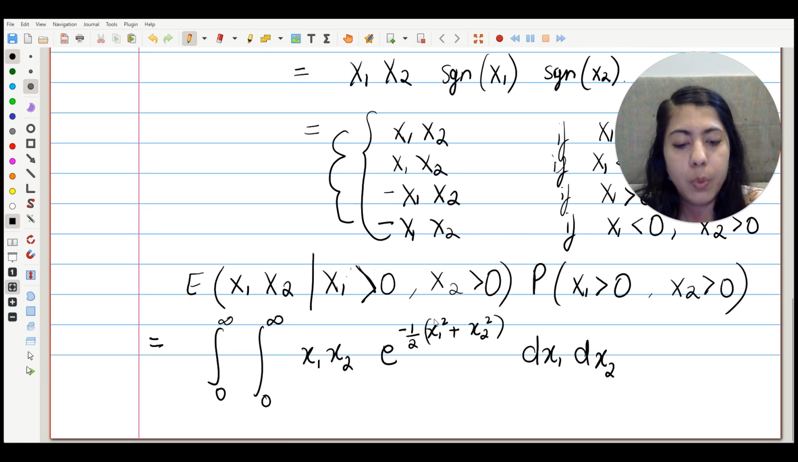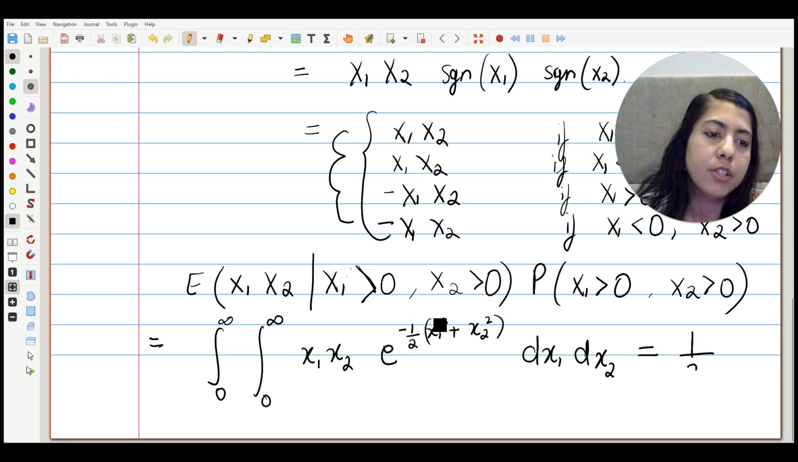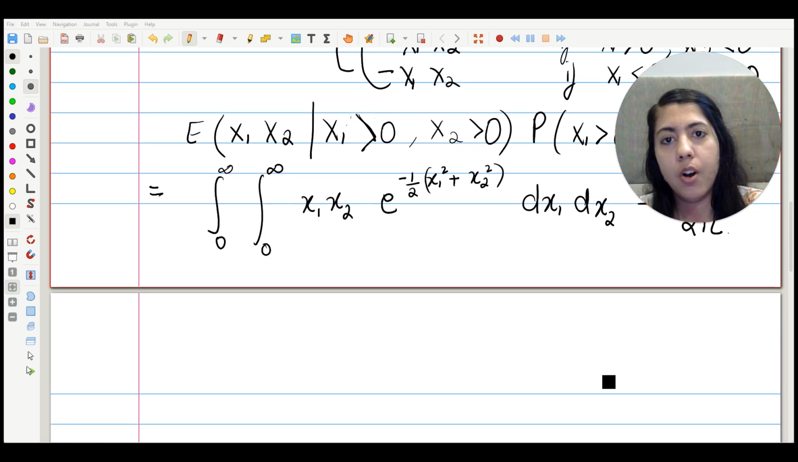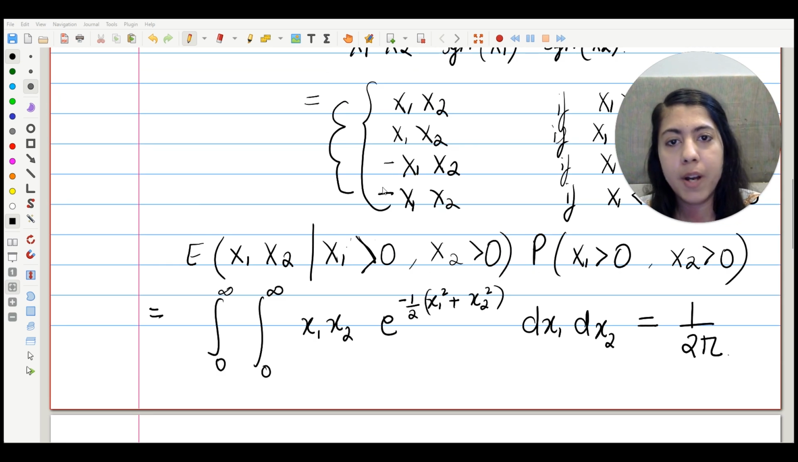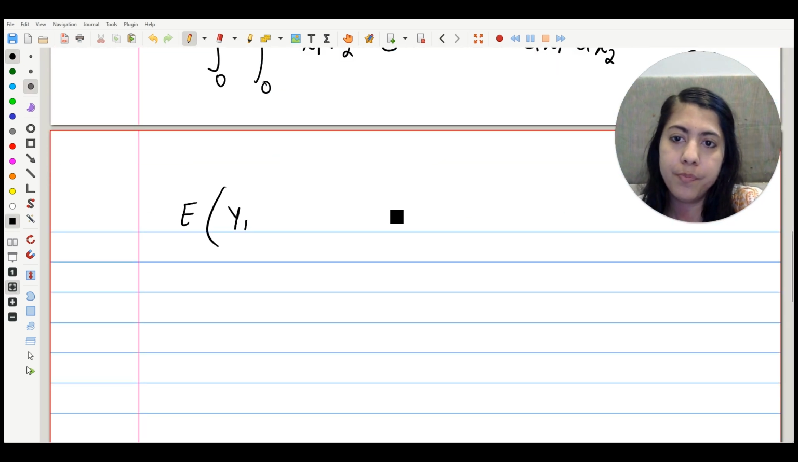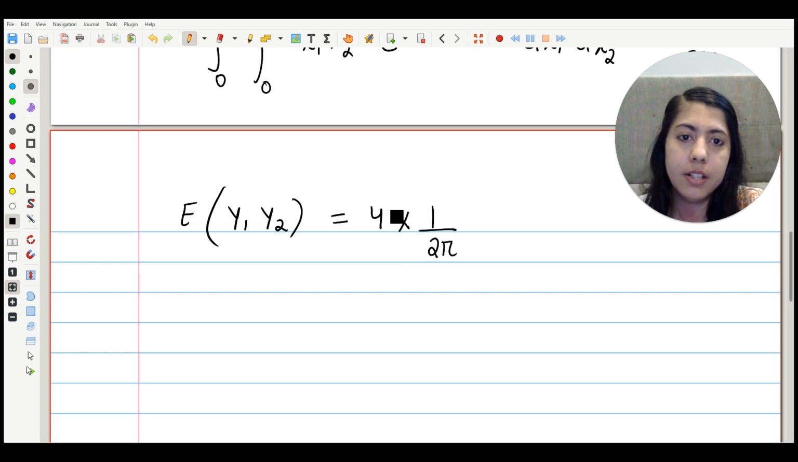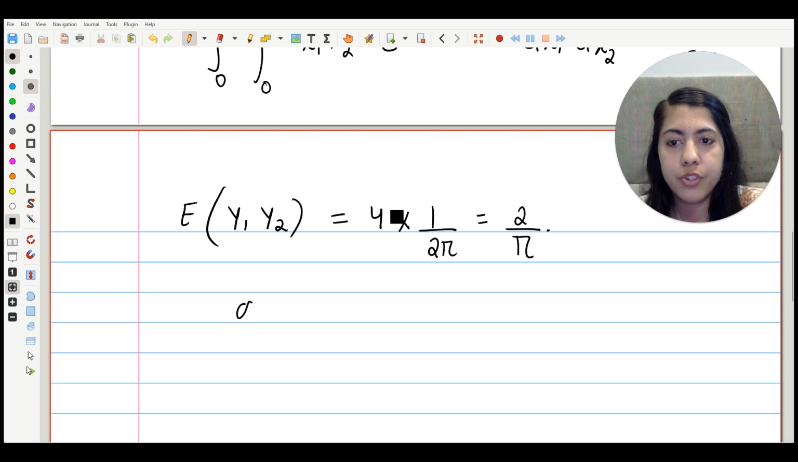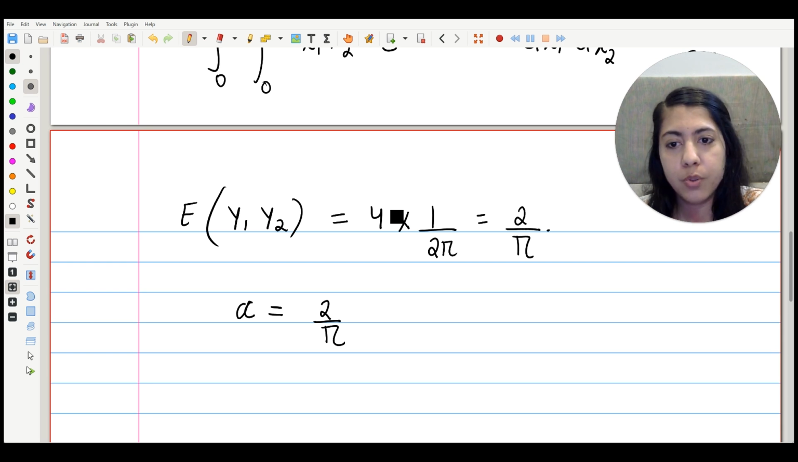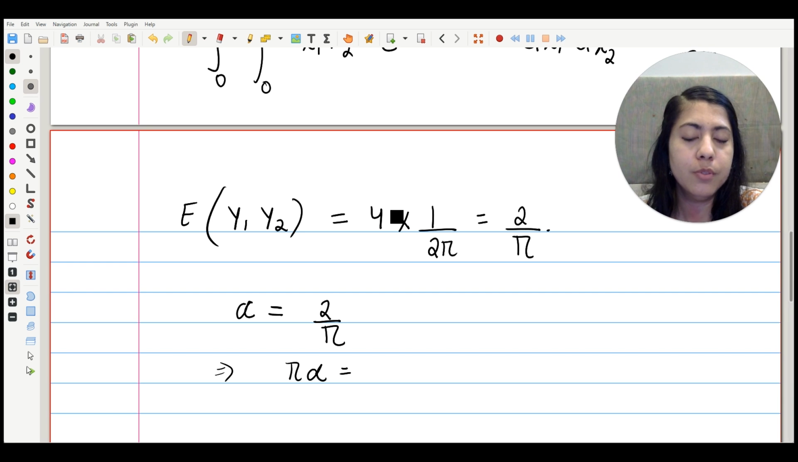Solving this double integral, we'll get the value 1 by 2 pi. So following the symmetry, all these expectations will be equal to 1 by 2 pi. And so the expectation of y1, y2 is equal to 4 times 1 by 2 pi, that is equal to 2 by pi. Now, correlation coefficient alpha is equal to 2 by pi minus this, which will be 0. So the value of pi alpha is equal to 2. That's what was asked in the question. That is equal to 2.